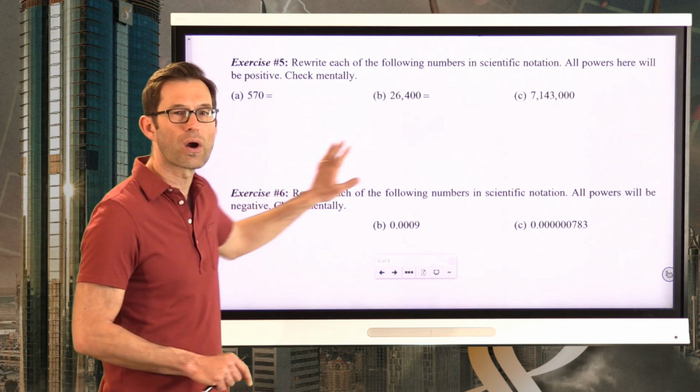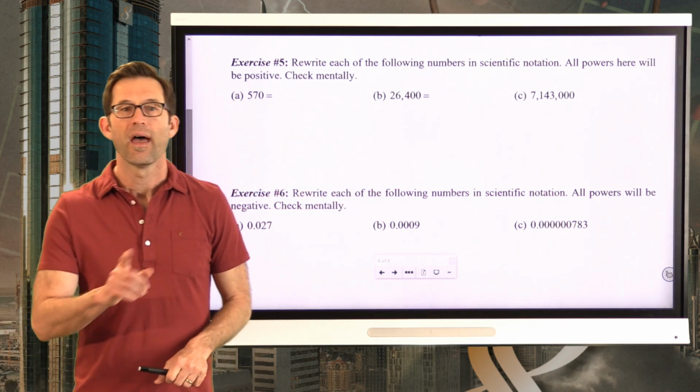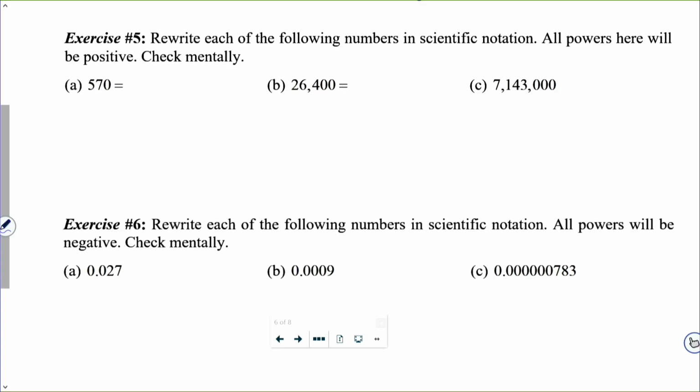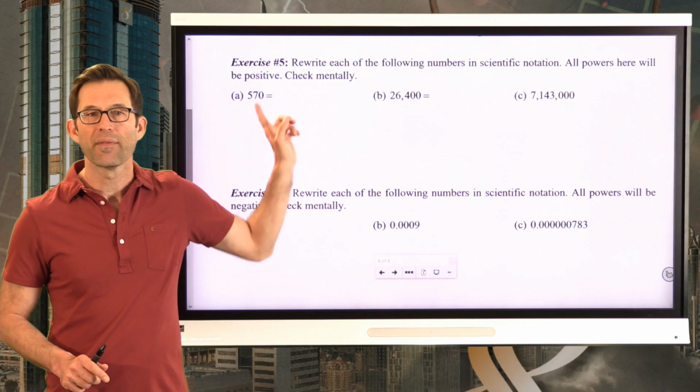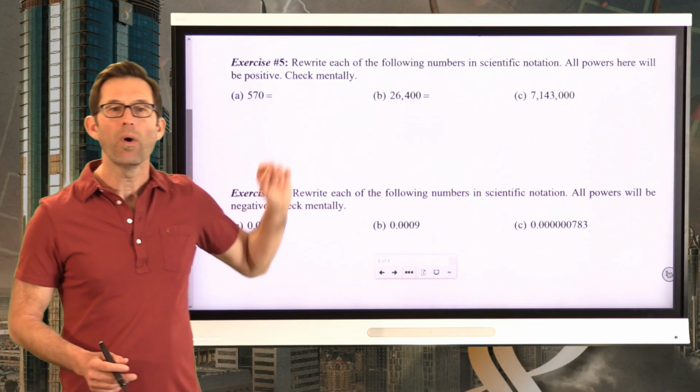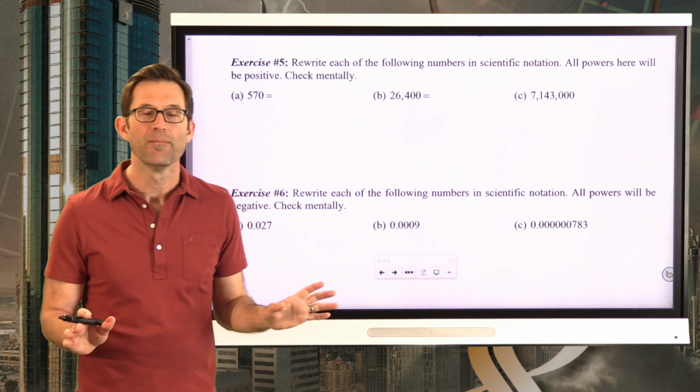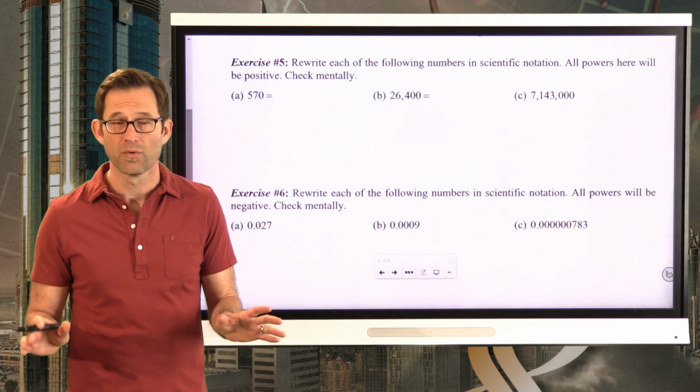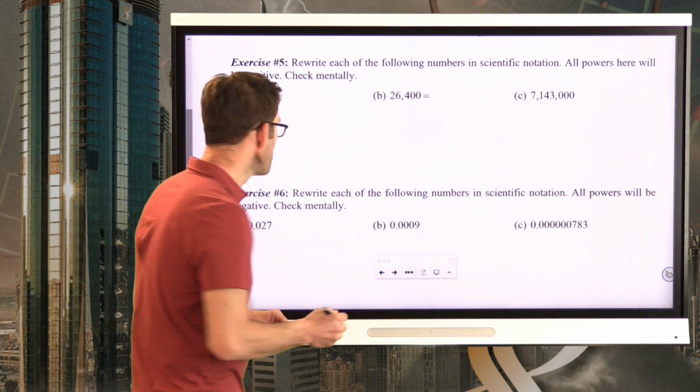All right, now we're going to start with just positive powers of 10. Exercise number 5. Rewrite each of the following numbers in scientific notation. All powers here will be positive. Check mentally. All right, we'll talk about that check mentally thing here. So I want to write 570 in terms of scientific notation, okay? So here's how I'm going to do it.